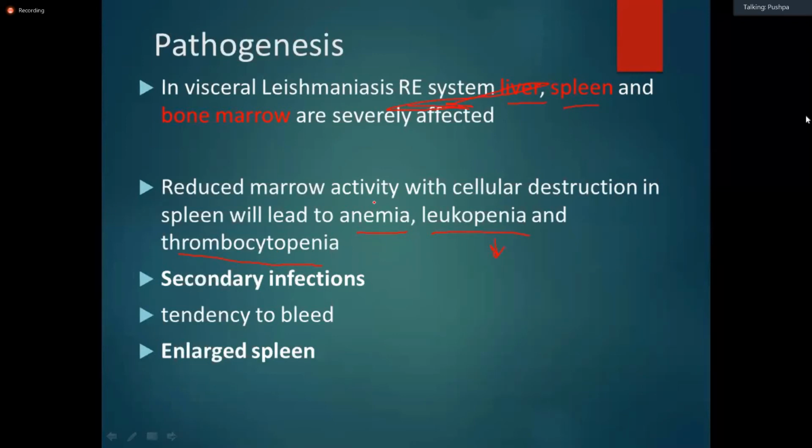So when there is a decreased number of RBCs and a decreased number of WBCs, there are more chances of secondary infection. And if platelets are low in number, then there is a tendency to bleed. And because of the sequestered cells, they will accumulate in the spleen, which becomes enlarged.